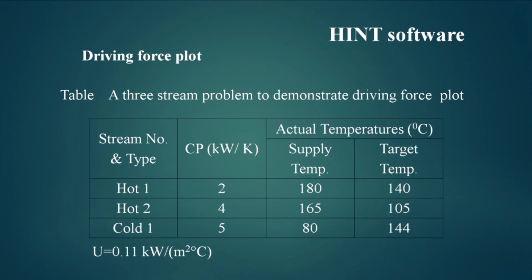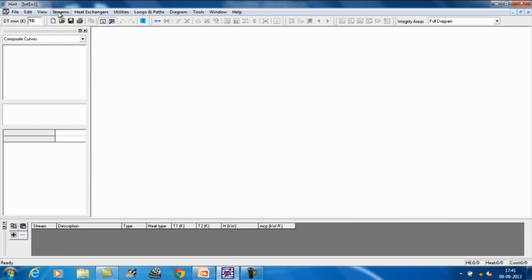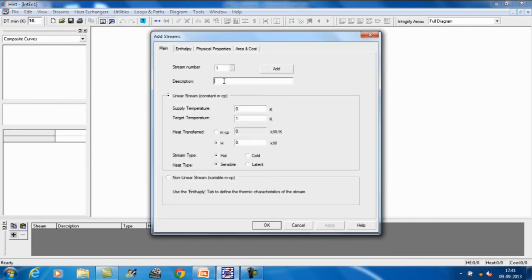This we will try to understand through a small problem. So, this is the problem we will take, a 3 stream problem to demonstrate the driving force plot, 2 hot streams and 1 cold stream. So, we go to stream, add, this is H1, supply temperature is 180 and target temperature is 140 and MCP value is 2.